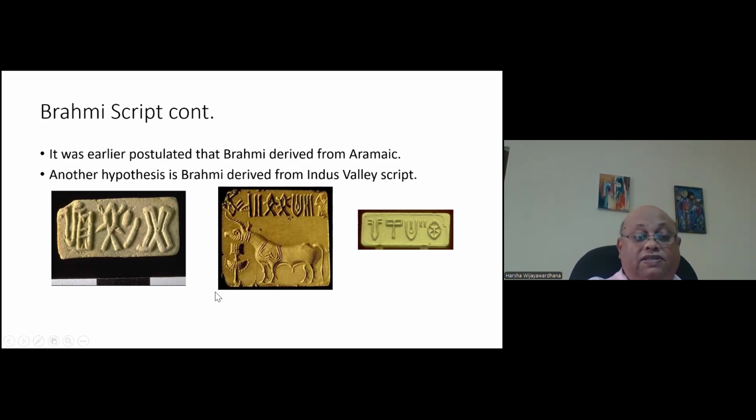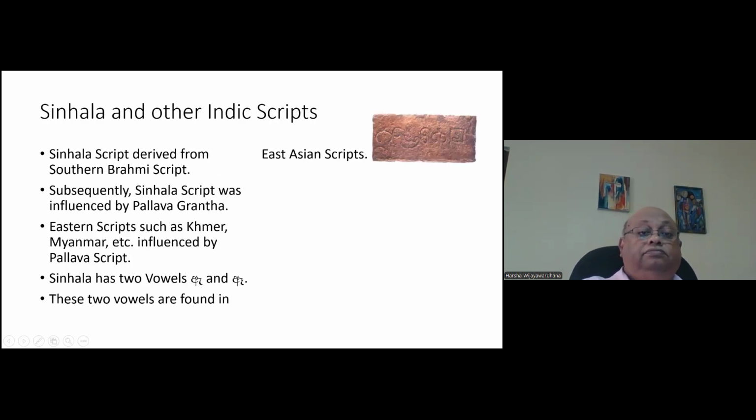Like a halant, for instance, halant is a virama sign. Sinhala script derived from Southern Brahmi. Subsequently, Sinhala script was influenced by Pallava Grantha. Of course, I have to tell you that Pallava Grantha is another very interesting script. They became cursive because of the way we wrote and the utensils that we used. For instance, we used Ola.